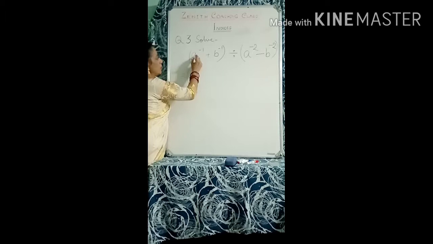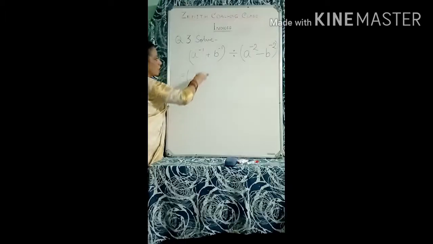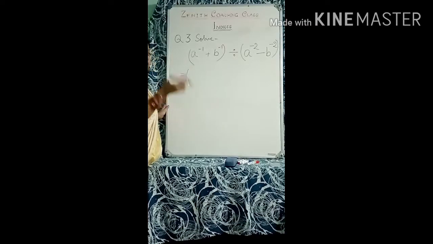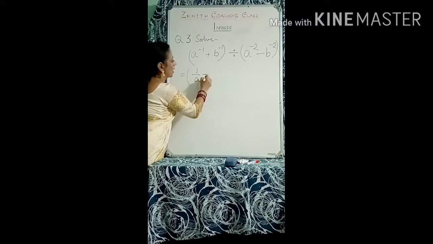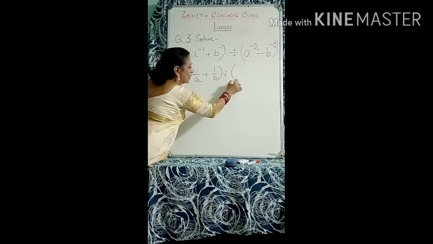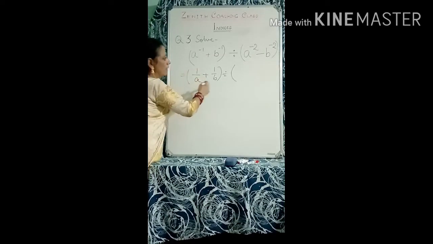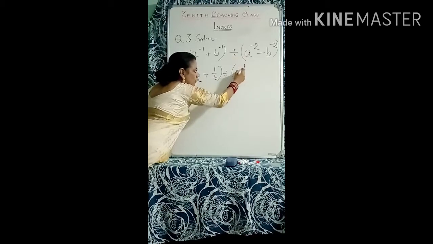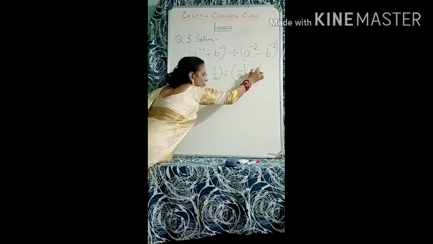So a to the power minus 1, you have already learned that because of this minus 1 you should write the reciprocal. So you have to write 1 by a. So it is 1 by a plus 1 by b divided by, since it is minus 1, you have to write 1 by a, but here it is minus 2, so you have to write 1 by a square minus 1 by b square, bracket closed.